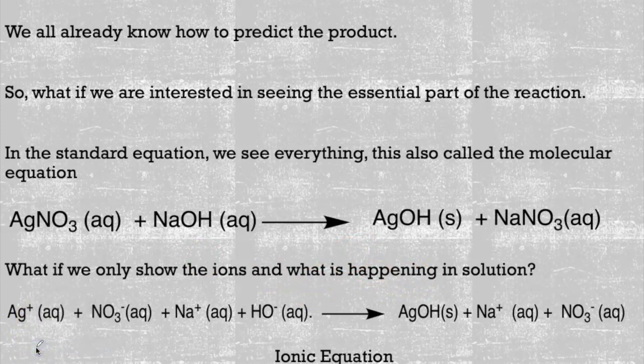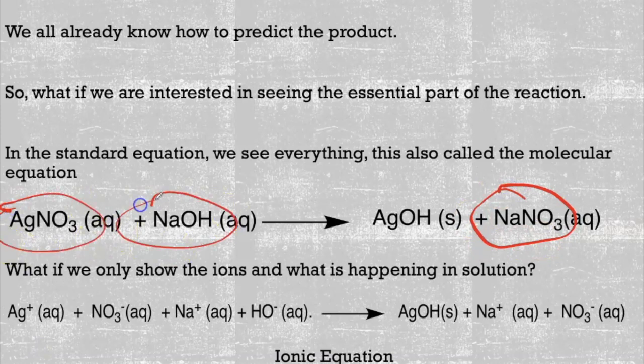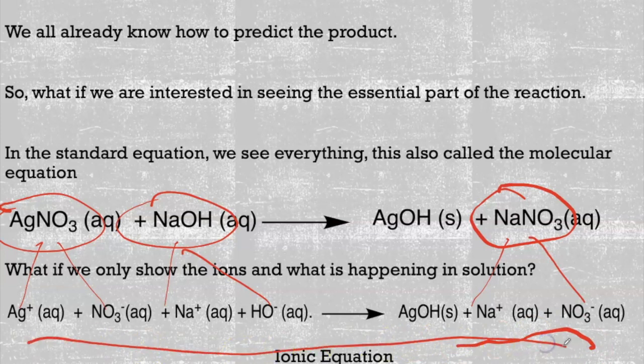However, when we look at the other compounds like sodium nitrate and silver nitrate and sodium hydroxide, all of these compounds are ionizable. So therefore they get separated into their respective ions. This equation here, where we're showing all of the ions that are happening except for the ones that are insoluble, is what we call the ionic equation.